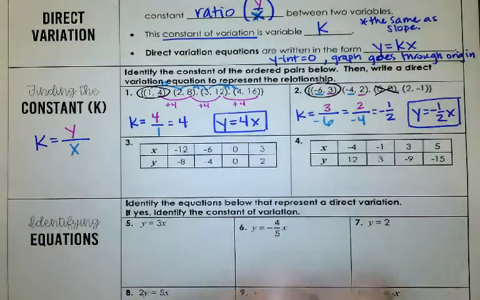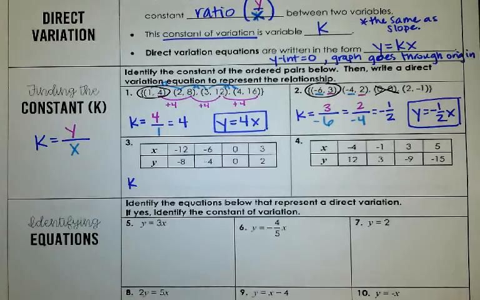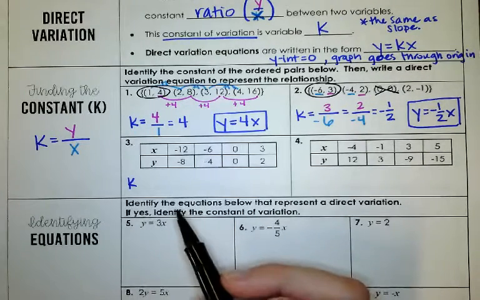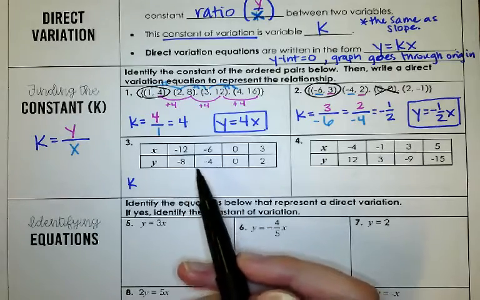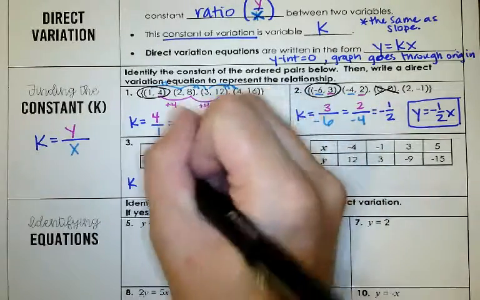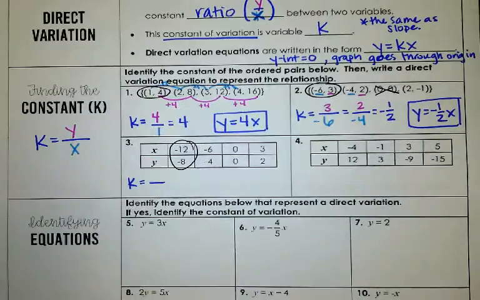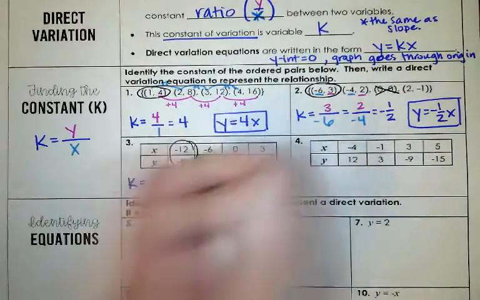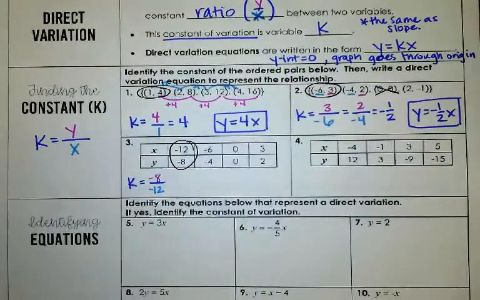So for your k, which point did you guys pick? Rika, which point did you pick on number 3? You just picked the first one. Awesome. Okay, so Rika picked this one. So it would be equal to what? -8 divided by -12. So what does that simplify to, Rika? Rika, what does it simplify to? Oh, you're working on it. Okay.